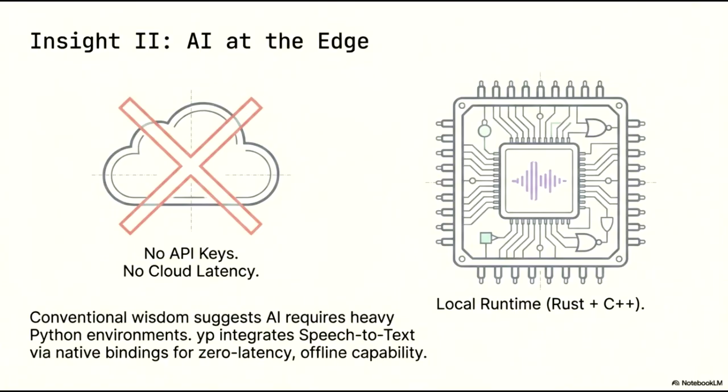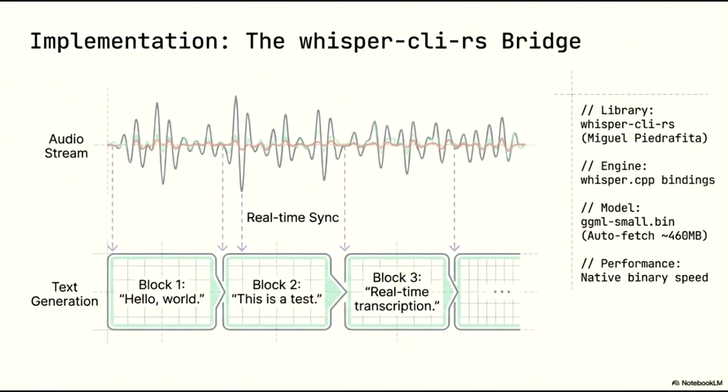Our platform integrates speech-to-text through native bindings using a local runtime built on Rust and C++. This approach allows for high-performance execution directly on the device, bypassing the limitations and dependencies of traditional cloud-based AI deployments. The implementation of the Whisper-CLI-RS bridge facilitates a seamless transition from raw audio to structured text.